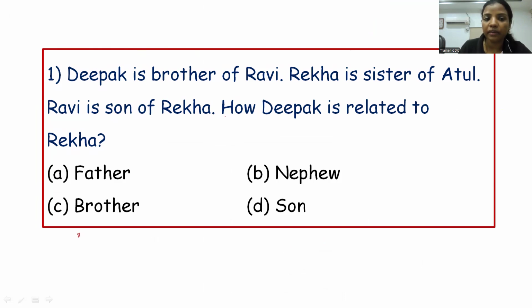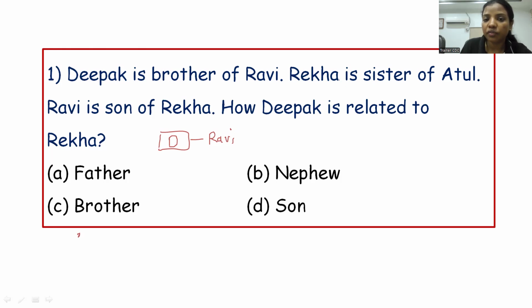Deepak is brother of Ravi. How can I denote Deepak is brother of Ravi? Here I will draw one diagram. Deepak is brother. If Deepak is brother, it means Deepak is a male, and I will mention male in a square. He is a brother of Ravi. Now I don't know whether Ravi is male or female, right?